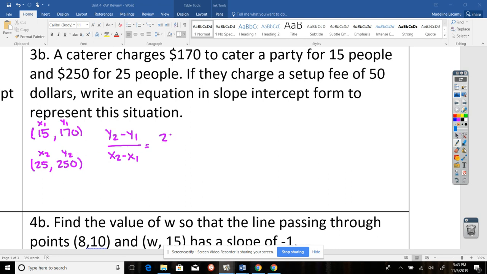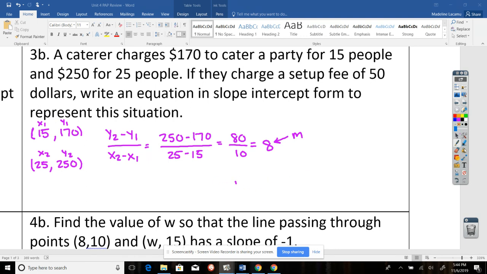So we get 250 minus 170 over 25 minus 15. So 250 minus 170 will be 80. 25 minus 15 will be 10. So 80 divided by 10 would be 8. So that means that our slope is 8.